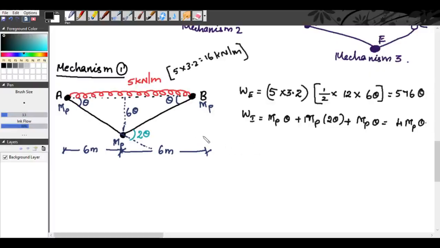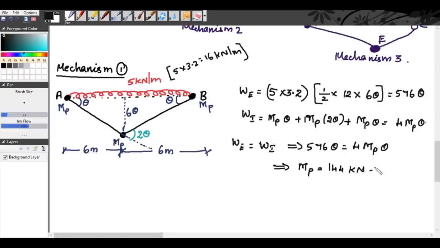Now our external work done is equal to internal work done. We get 576 theta is equal to 4 MP into theta, from which we get MP, the plastic moment, is equal to 144 kilonewton meter. This is for the first mechanism. From the first mechanism, the plastic moment is 144 kilonewton meter.